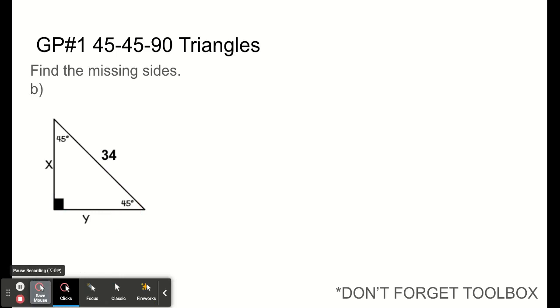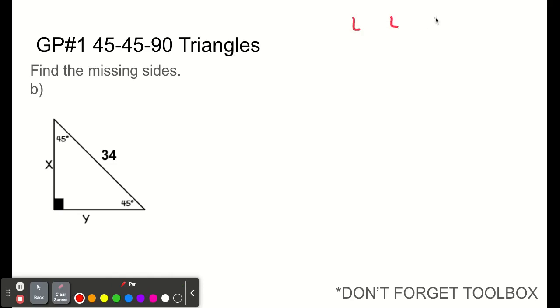So for this triangle here, we are now given the hypotenuse and we're in search of the legs. We're going to solve this the same way, though, that we did with part A. So first thing we do is set up our chart. We have leg, hypotenuse. For the new triangle that we have here, our legs are x and y, and our hypotenuse is 34. For our parent triangle, our legs are 1 and 1, and our hypotenuse is the square root of 2.